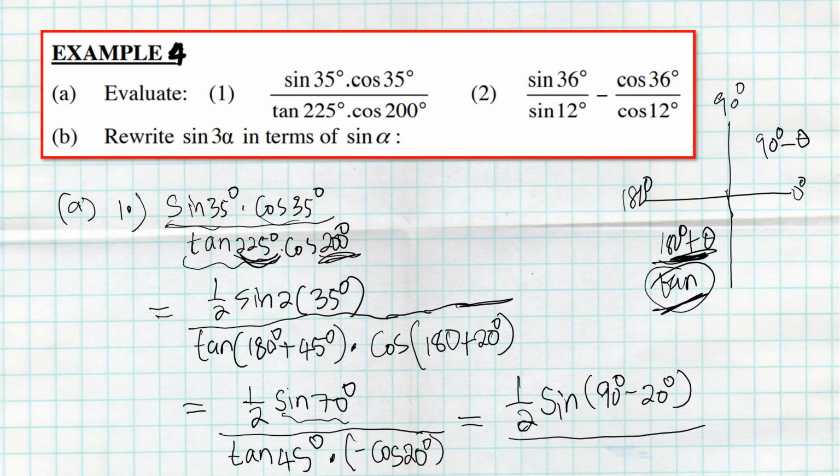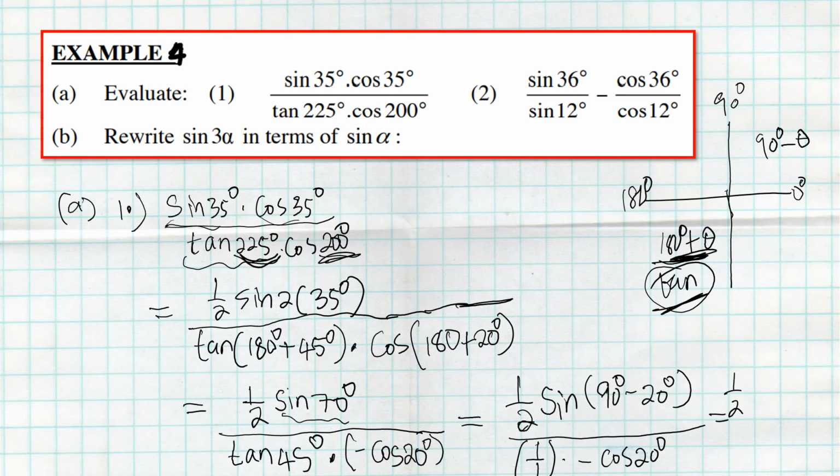Okay, look at this. Tan 45 degrees in the denominator. 45 degrees is a special angle. So we know from special angles that tan 45 is the same as 1 over 1, which is 1, multiplied by minus cos 20 degrees. Okay, let's go and simplify the numerator.